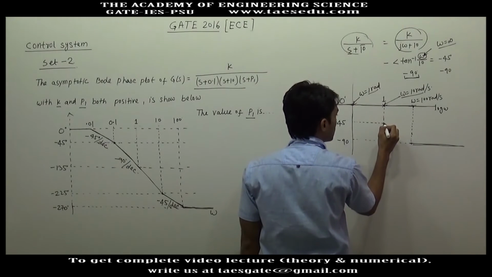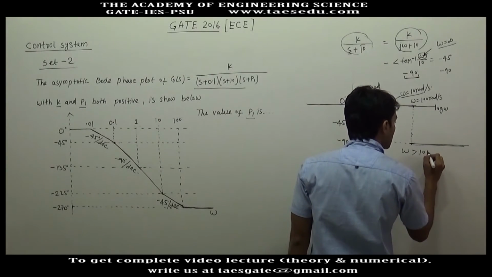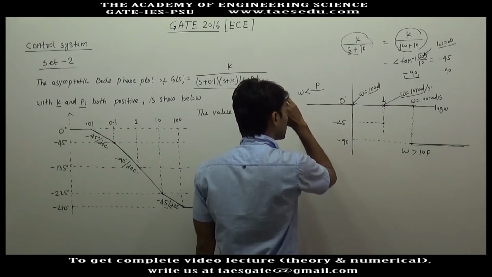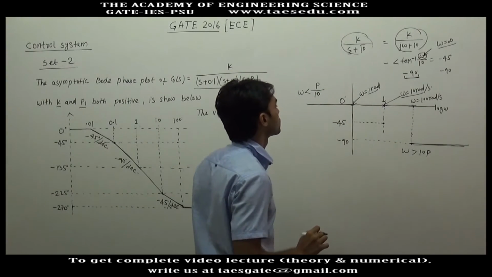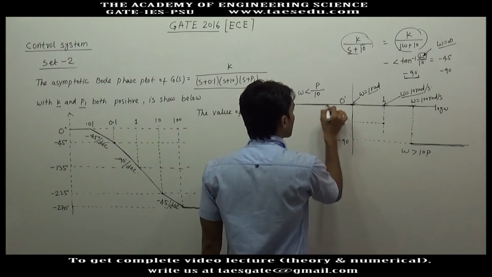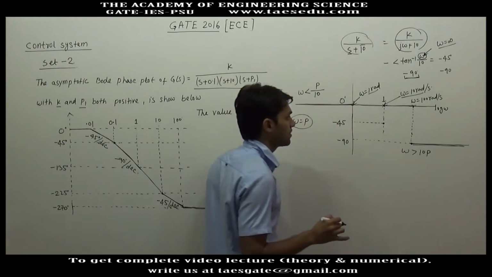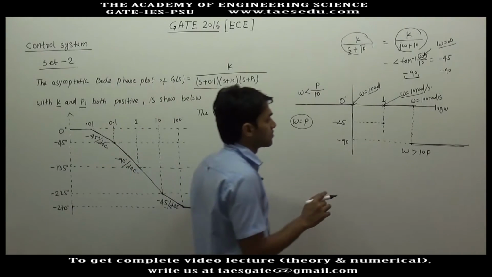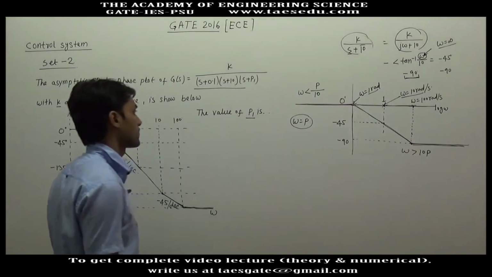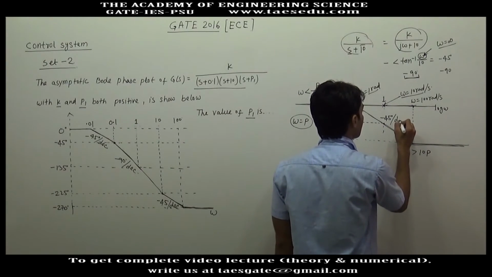So you have 3 points including the minus 45 degree. When omega is greater than 10 times the location of the pole, the angle contribution is minus 90 degree. If omega is less than 1/10 of the location of the pole, p by 10, you have an angle contribution of 0. When omega equals p radian per second, the angle contribution is minus 45. To get the asymptotic plot, this has to be a straight line meeting these 3 points. So the slope will be minus 45 degree per decade.